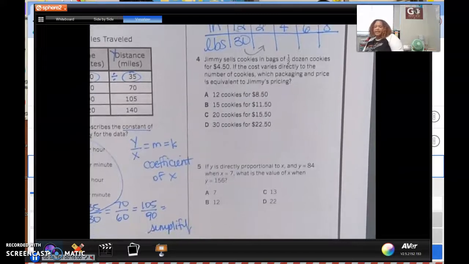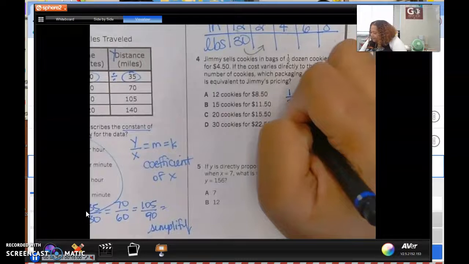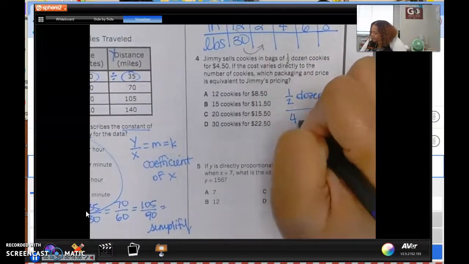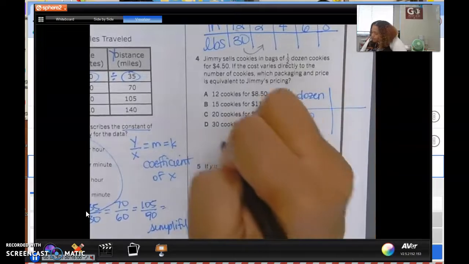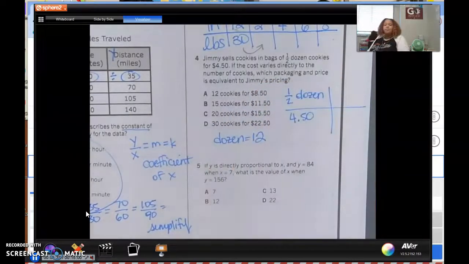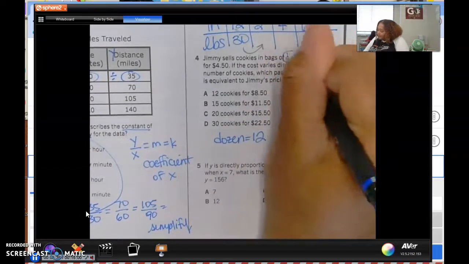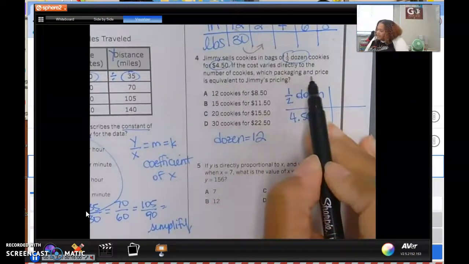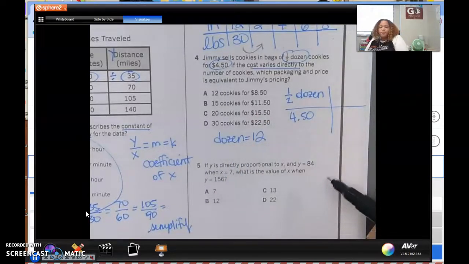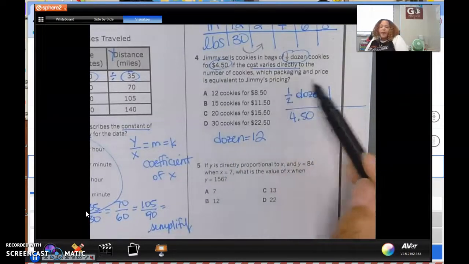Number 4. Jimmy sells cookies in bags of half dozen cookies for $4.50. If a half dozen is $4.50, don't forget that 1 dozen is 12 cookies. So a half dozen is $4.50. The cost varies directly to the number of cookies, obviously, because that's what we're talking about here. Which package and price is equivalent to Jimmy's pricing?